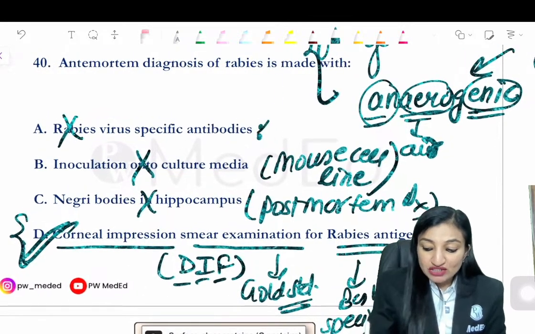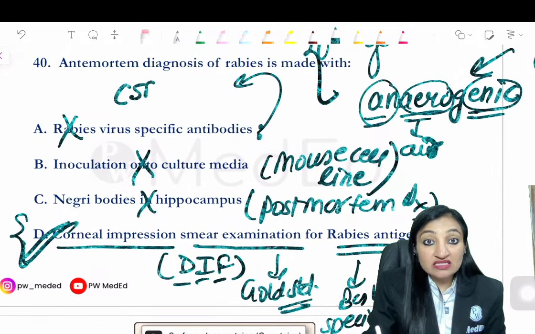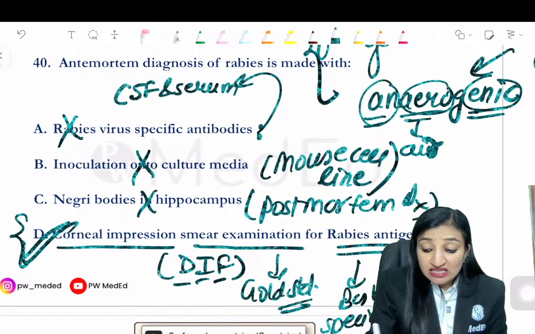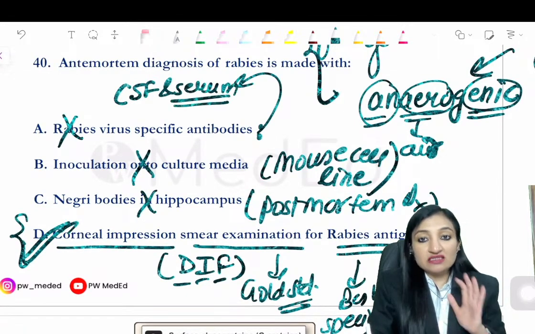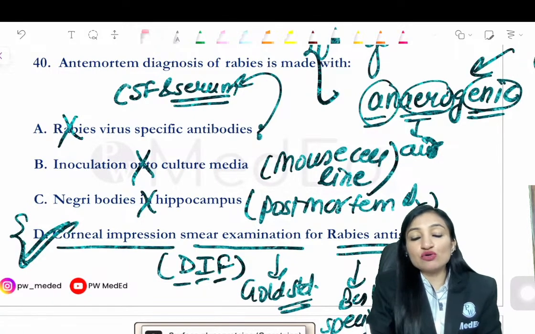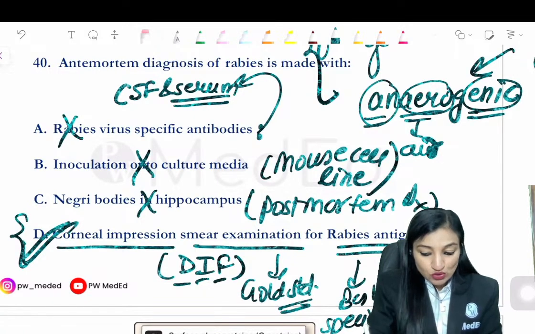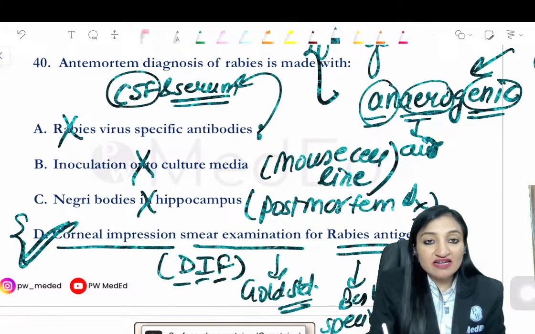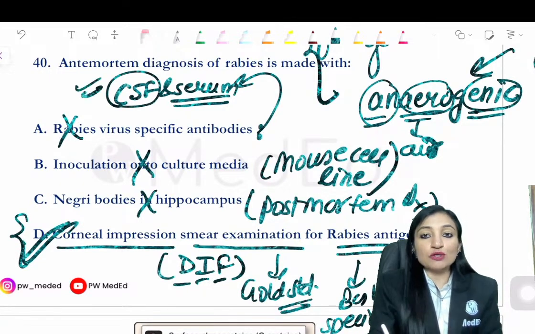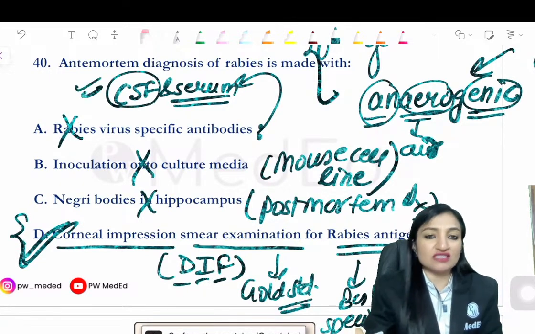As far as antibody detection is concerned, it can be done in CSF and serum, but remember, serum antibody detection is not that good, because serum antibodies are going to appear not just after infection but also after immunization, and CSF antibodies are the ones which are going to be seen only after infection and not immunization.